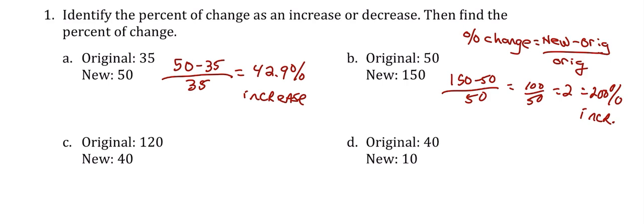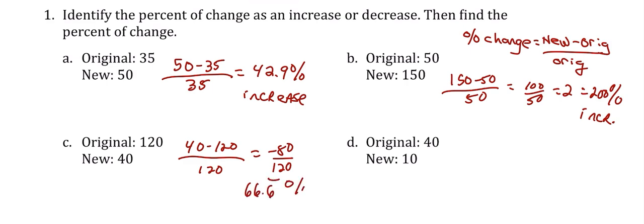Okay, all right, the next one looks like it's going to be a decrease because the original amount is bigger than the new amount. But once again, it's going to be the new minus the original over the original. So we're going to get a negative 80. That's why it's going to be a decrease, because we're going to get a negative amount. So negative 80 over 120 is going to be 66 and 2/3 or 66.6 repeating percent. Okay, and this time it's a decrease.